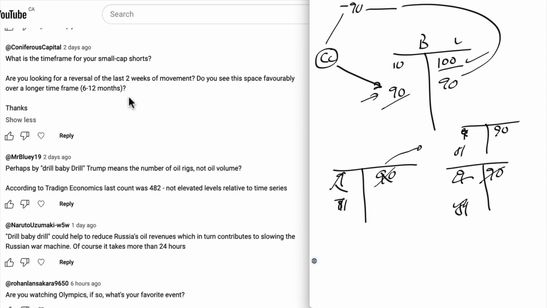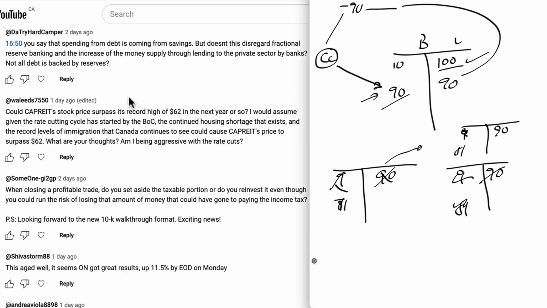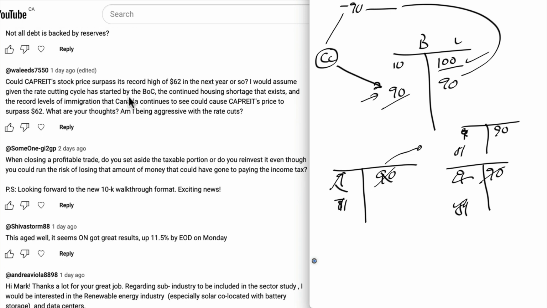How much we got to go here? Oh, I don't know if I'm going to get through all of that. Let's see if we can get through a couple more here.